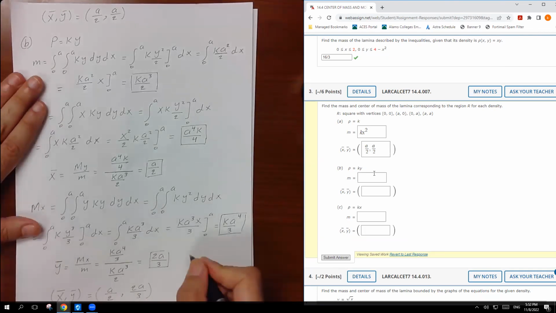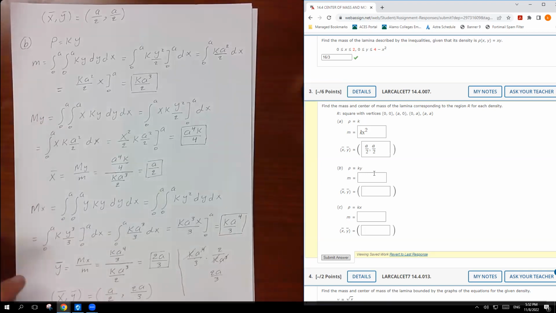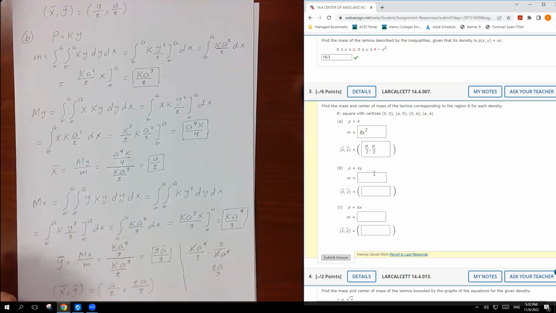You can do it like this. K a to the power 4 divided by 3 times 2 over k a cubed. Cancel k with the k. The 3 goes with the 3, the 4 goes with the 3. What's left from the top is 2a over 3. So that's for the second part.